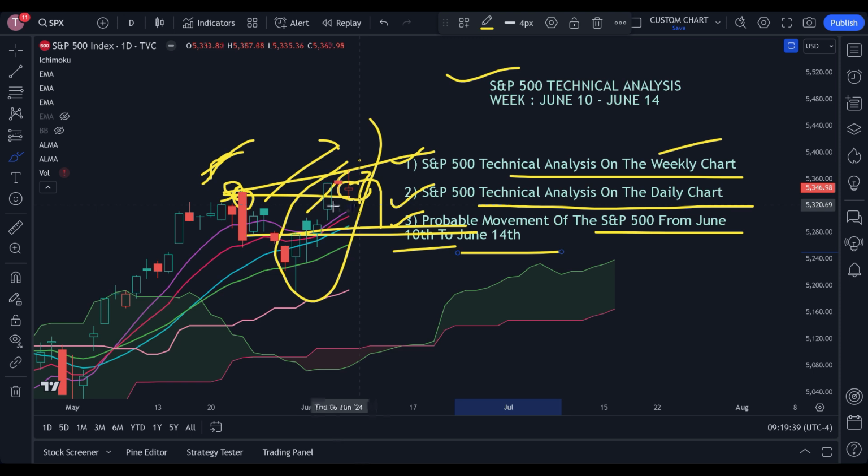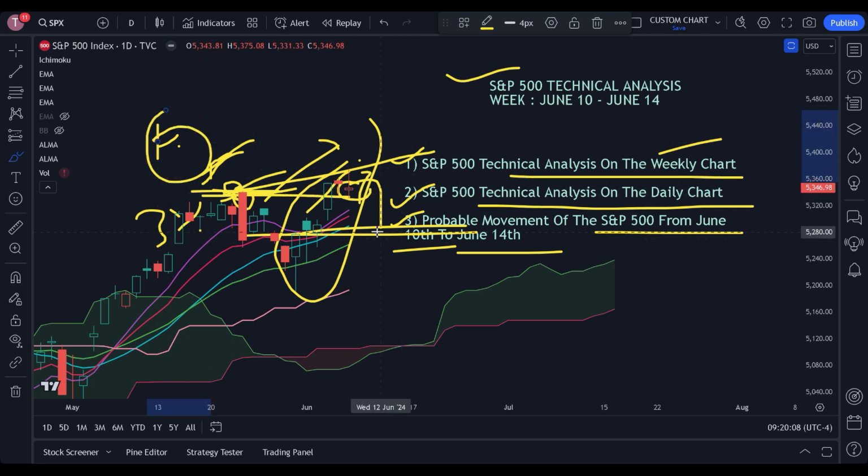So probable movement means what is going to happen. Last week, it was like 1% on the bull side, 3% on the bearish side. Bull side movement will be up to the previous high, the recent high, and only in an exceptional case where the S&P 500 breaches the recent high, there will be more bullish movement. Otherwise, it will be up to 1%. Other than that, it will find support at the moving averages.